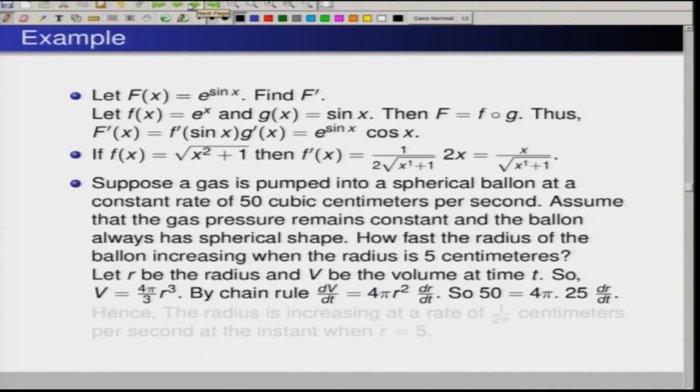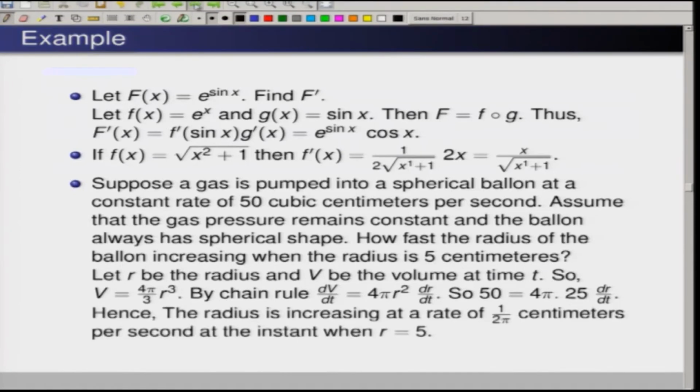Now what we know is that it is given that the air is pumped at a constant rate of 50 cubic centimeters per second. So 50 is equal to 4 pi times 25 into dr by dt, as we are interested when r is 5 centimeters. Therefore, dr by dt is equal to 50 divided by 100 pi, which is equal to 1 by 2 pi centimeters per second at the instant when the radius is equal to 5.